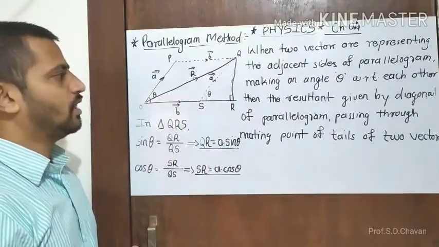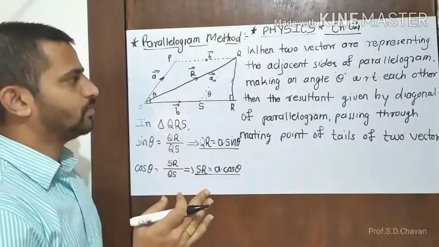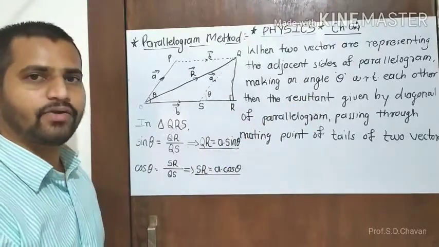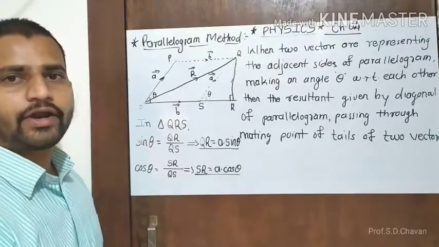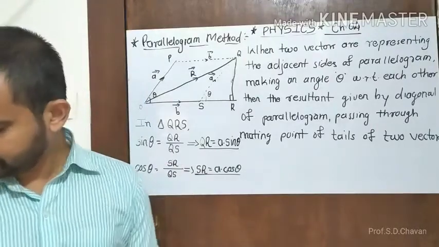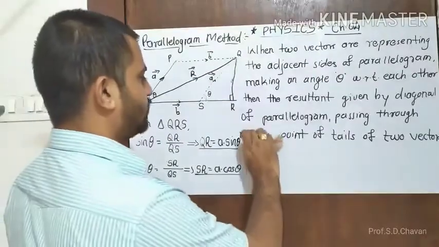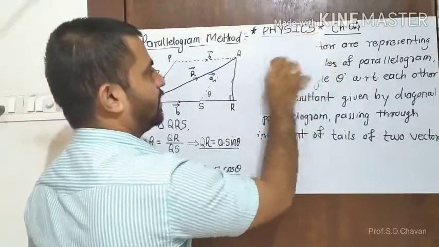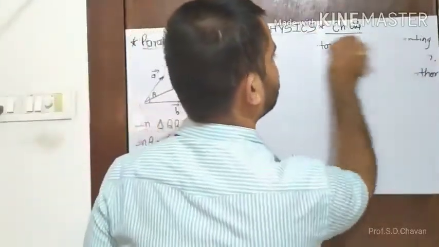Now we have to go for the next triangle. Before that, you can take the screenshot of this parallelogram law of vector addition. So next we have to consider the next triangle, that is the triangle QRO.